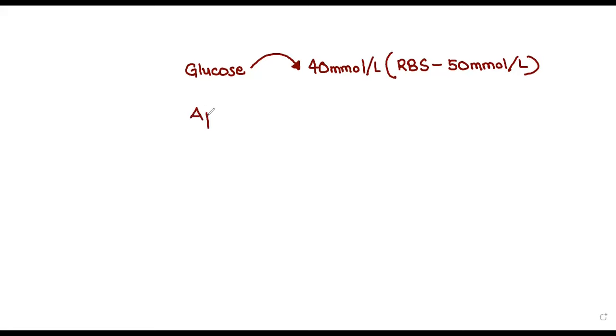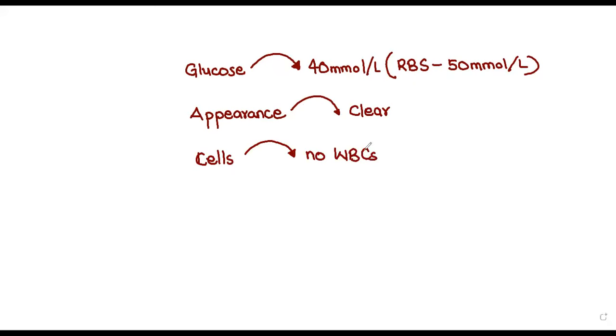Then we are told that the appearance is clear. So from here, if you look at 40 and then 50, it is obviously more than 2/3, isn't it? So the patient hasn't got any glucose problem. The appearance is clear. That is how CSF should look. Then we are told that for the cells, there were no WBCs. But the proteins were elevated. The patient had 240, and we are assuming that the normal CSF protein should be about, say, 40 to 160. So this patient obviously has a high protein, isn't it?